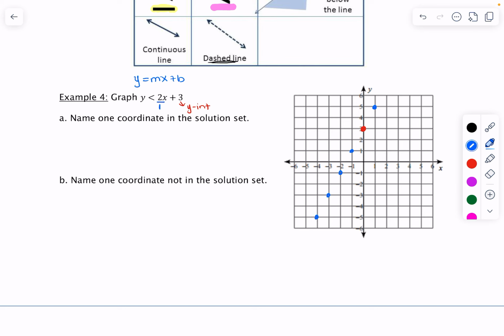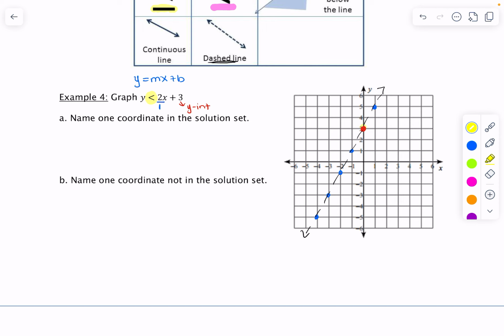And now before I connect it, I'm going to go to my inequality sign and ask myself, does that have a line under it or no? It does not have a line under it, so when I connect it, I'm going to connect it with this dashed line. So when you're graphing these, I really need to see whether your line is dashed or solid. That's important. I also know that if it's a less than sign, I need to shade below the line.